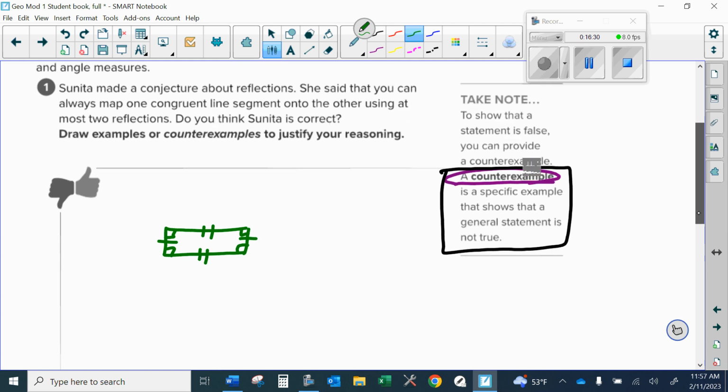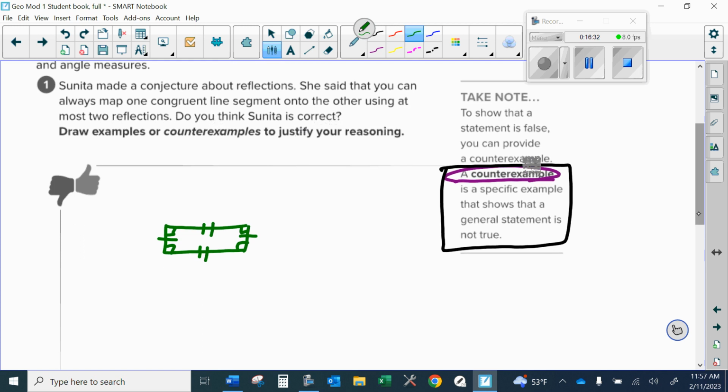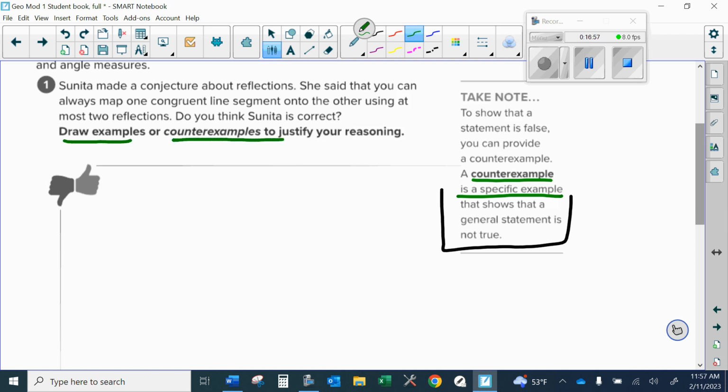A counterexample vocab word is a specific example, just one. Notice it says counterexample, not examples, singular. Is a specific example that shows a general statement is not true. Okay. So draw examples or counterexamples to justify your reasoning.